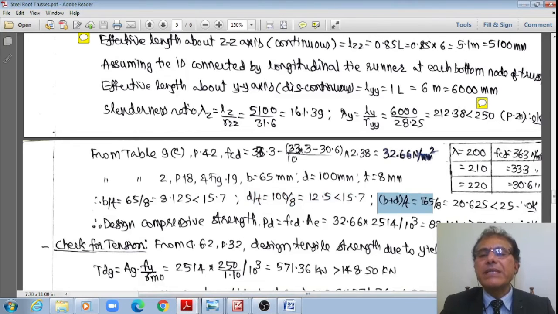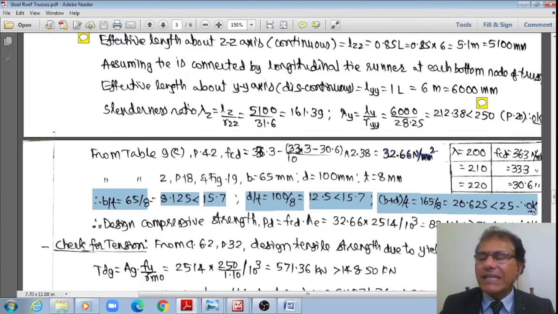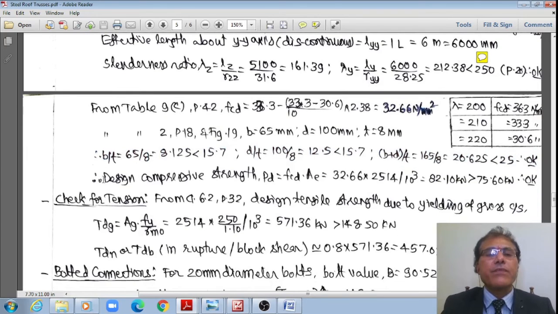However, B plus D by T is 165 by 8, which is 20.625. It is less than 25. Therefore, okay. None of these are giving an indication that the section is a slender section. If it is a slender section, then I need to reduce the effective area by that much of ineffective area. I'll show that in the next problem. Therefore, my FCD is correct.